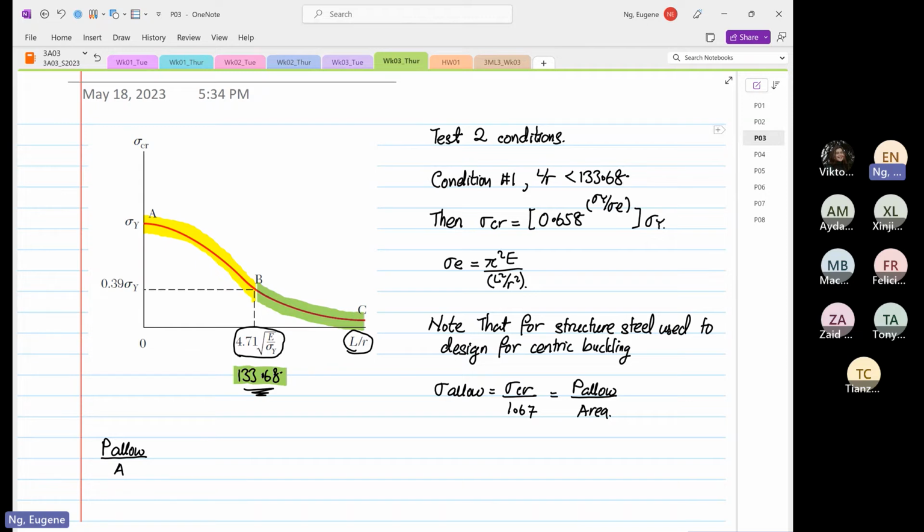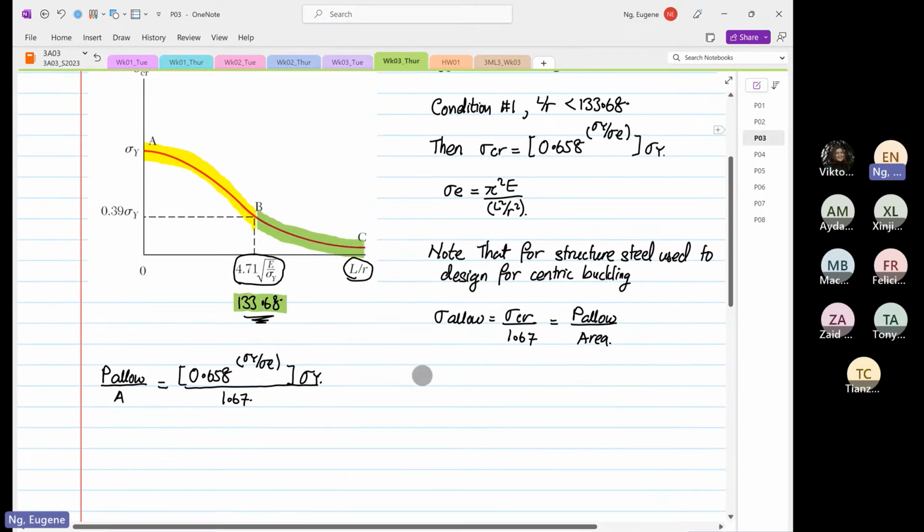So this will be equal to 0.658 to the power of stress U over stress E, then close bracket stress U, and the whole thing we have to divide by 1.67. And 1.67 is because of the safety factor, like what I told you guys earlier.